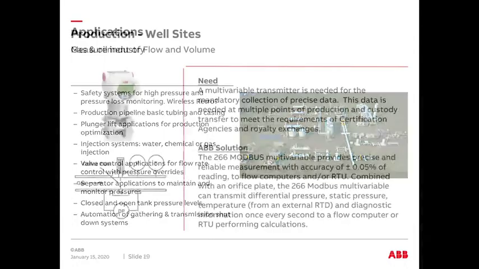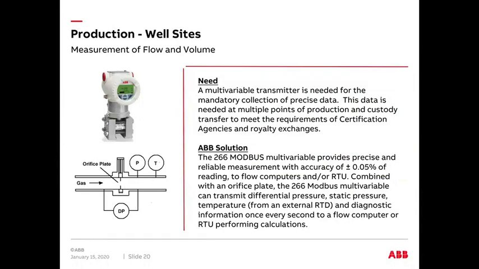One is a multivariable transmitter, which can be used to collect precise data when you're talking about expensive chemicals or expensive hydrocarbons. You're going to use this for royalty exchange. There's a good example. We have high accuracy measurements going into an RTU and giving you just that information. A multivariable in a hydrocarbon pipeline application uses what's called an orifice plate to measure the pressure on each side of the orifice plate. That's what gives you that differential, as well as your temperature.